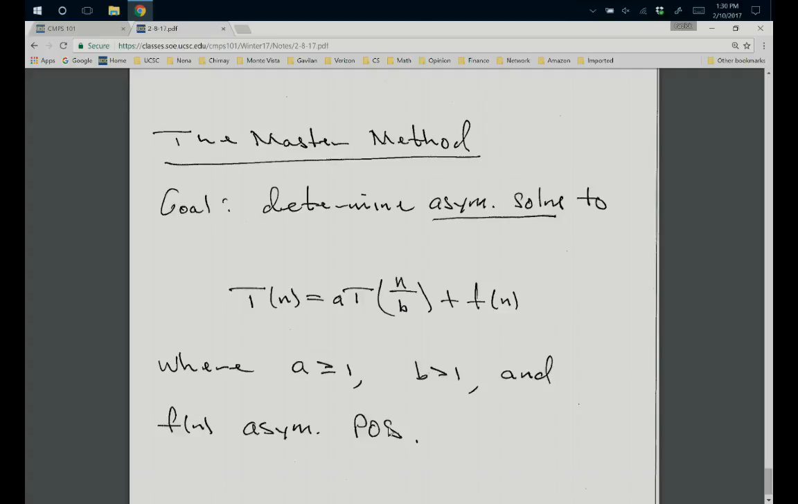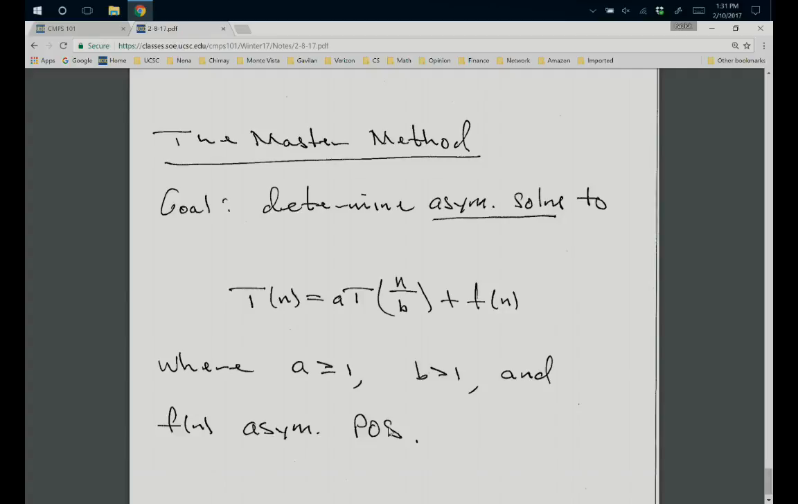Okay, so let me state the master theorem. Let a be greater than or equal to 1, b greater than 1, and f of n asymptotically positive. That means that for sufficiently large n, f of n is a positive number. There's a last time that it even touches the n-axis, the horizontal axis.